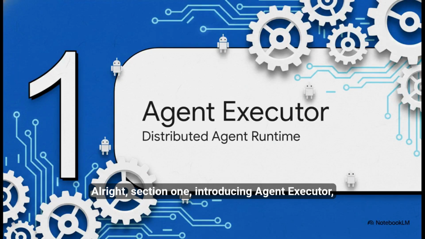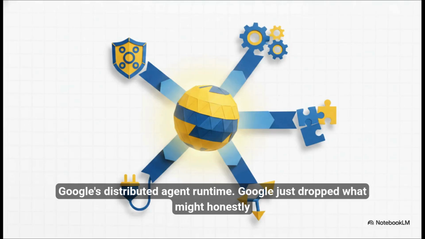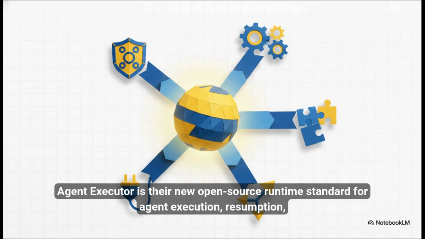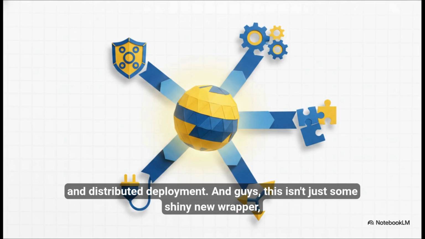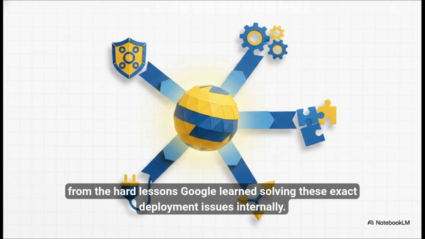All right, Section 1, Introducing Agent Executor, Google's distributed agent runtime. Google just dropped what might honestly be the magic weapon we've all been waiting for. Agent Executor is their new open-source runtime standard for agent execution, resumption, and distributed deployment. And guys, this isn't just some shiny new wrapper, it's a fundamental runtime layer built entirely from the hard lessons Google learned solving these exact deployment issues internally.